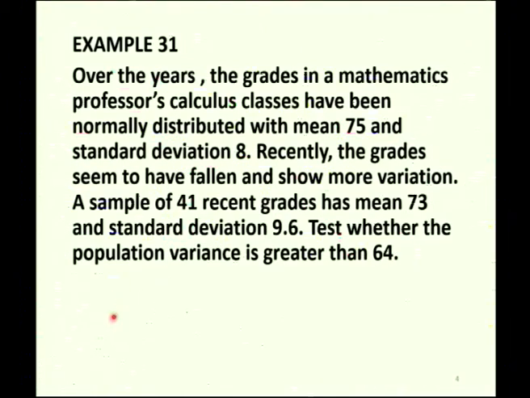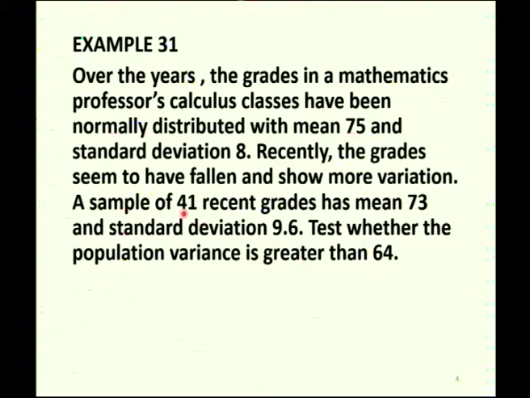After working out 30 examples, this is the 31st example. Over the years, the grades in a mathematics professor's calculus classes have been normally distributed with mean 75 and standard deviation 8. Recently, the grades seem to have fallen and show more variation. A sample of 41 recent grades, this is the sample size, has mean 73 and standard deviation 9.6. Test whether the population variance is greater than 64.